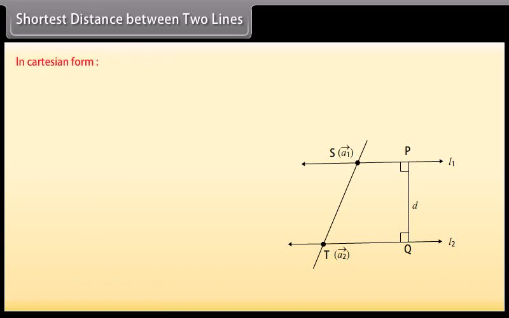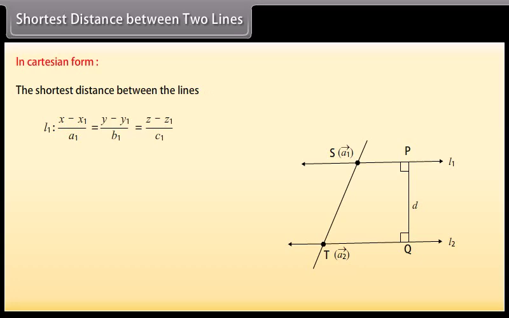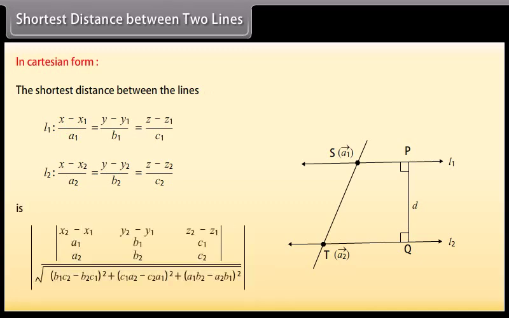In Cartesian form, the shortest distance between the lines L1: (x − x1)/a1 = (y − y1)/b1 = (z − z1)/c1, and L2: (x − x2)/a2 = (y − y2)/b2 = (z − z2)/c2, is the modulus of the determinant, row-wise: first row x2 − x1, y2 − y1, z2 − z1; second row a1, b1, c1; third row a2, b2, c2; divided by the square root of (b1c2 − b2c1)² + (c1a2 − c2a1)² + (a1b2 − a2b1)².